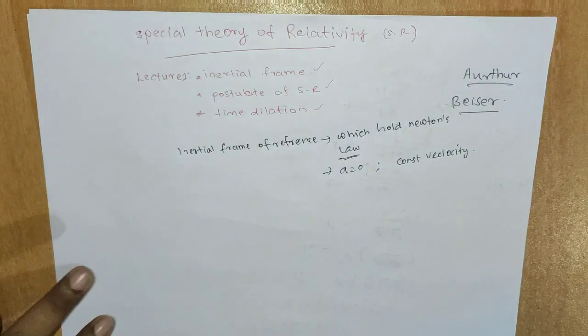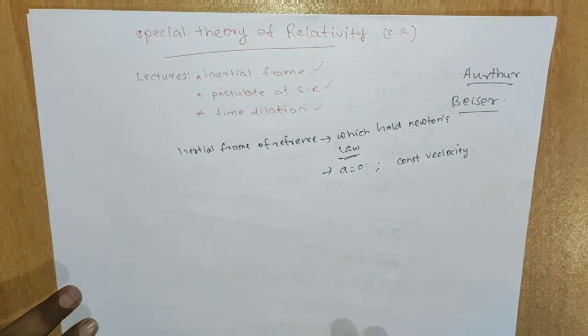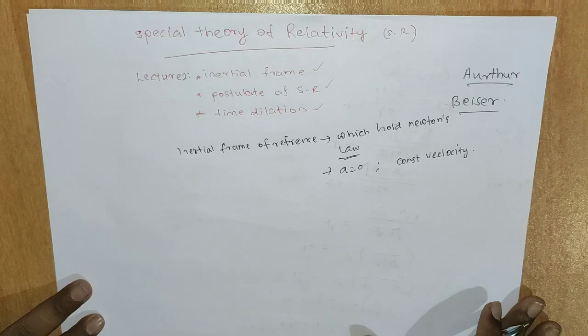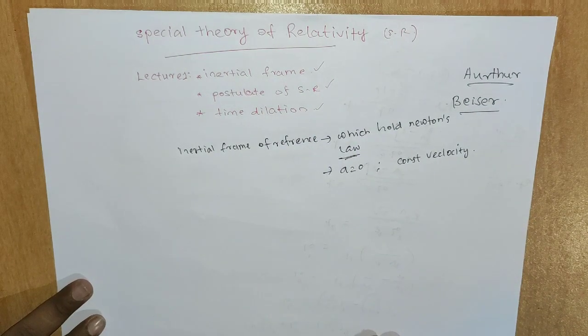Why are we talking about inertial frame of reference here? Because the relativity calculations are correct or hold in inertial frame of reference only. Okay. Now we are going to the postulates of special relativity.